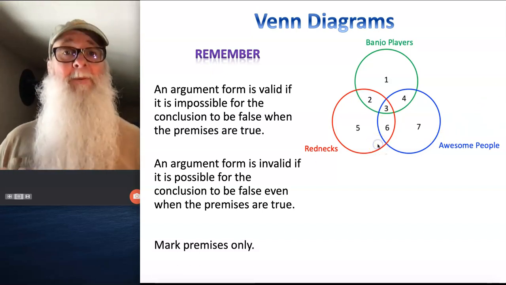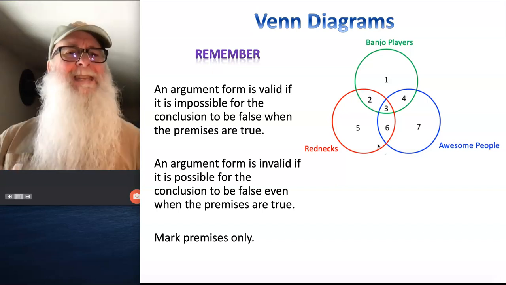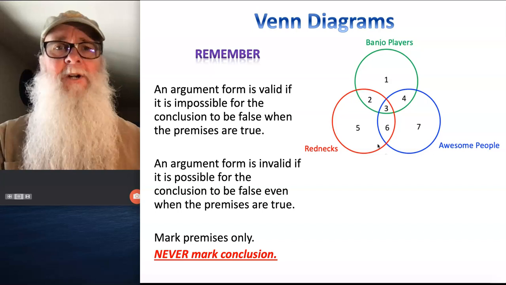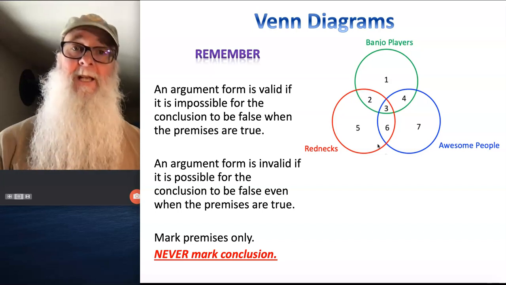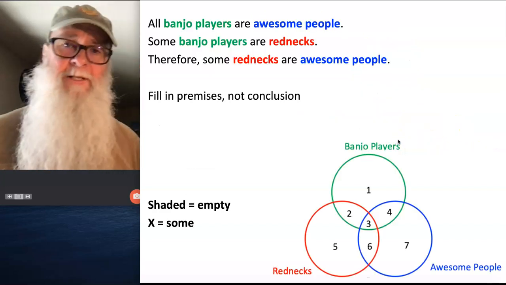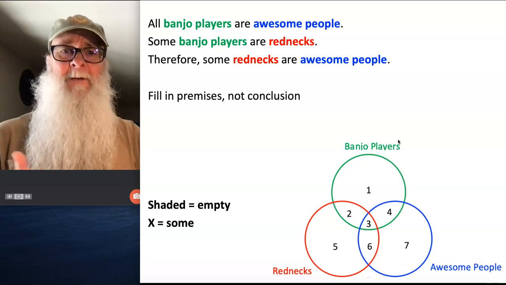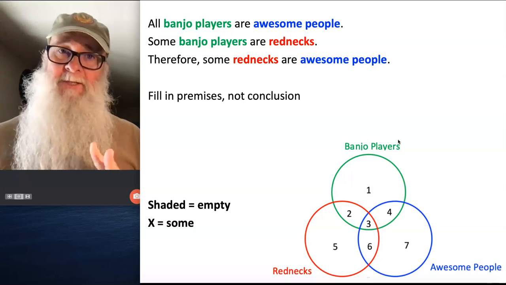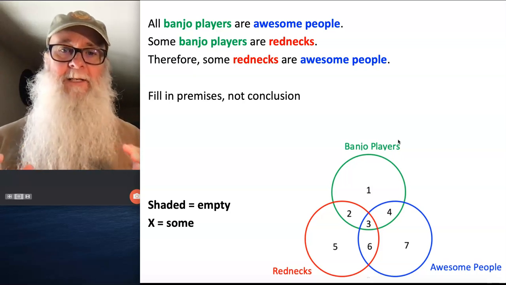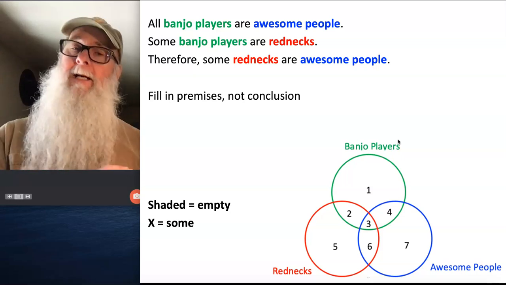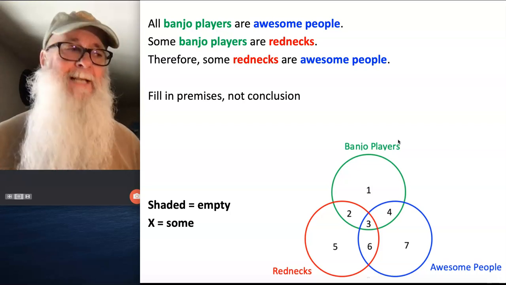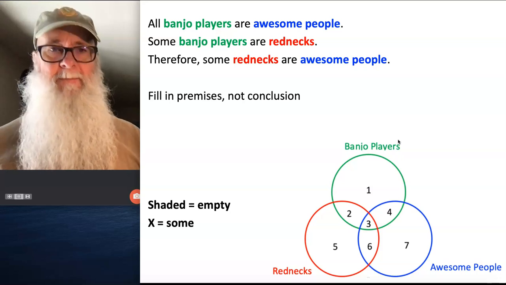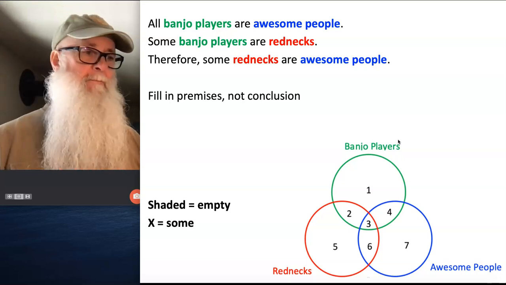Okay, so we're going to mark the premises only. Never, ever, ever are we going to mark the conclusion because we're trying to figure out whether or not the conclusion follows by logical necessity from the premises. All right, so let's take a look at our banjo player, awesome people, and redneck argument. Okay, now when we have these 2 premises we have to mark, so we've got to figure out how to mark the Venn diagram using our shading and X's to reflect our 2 premise statements. And it doesn't matter the order that we mark the premise statements. Okay, so we can mark the first one or we can mark the second one.